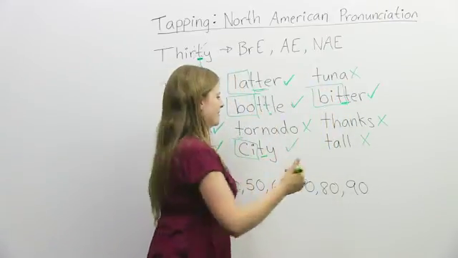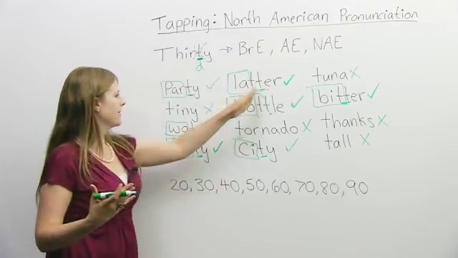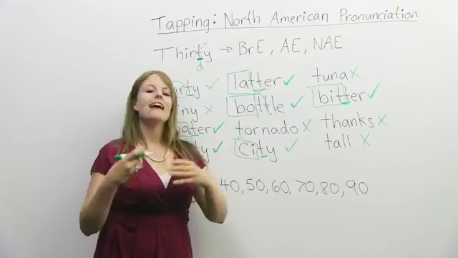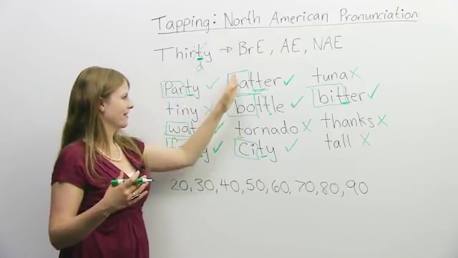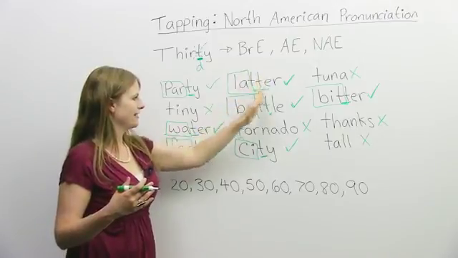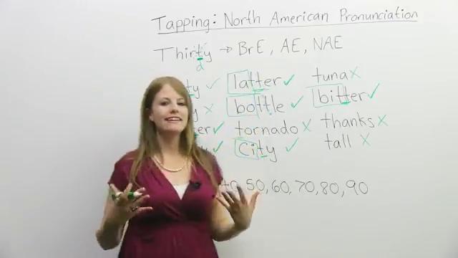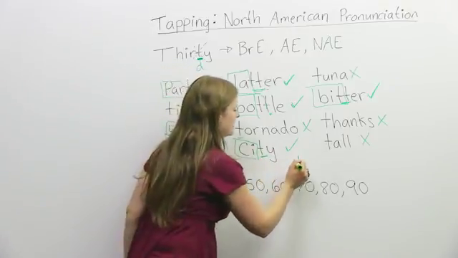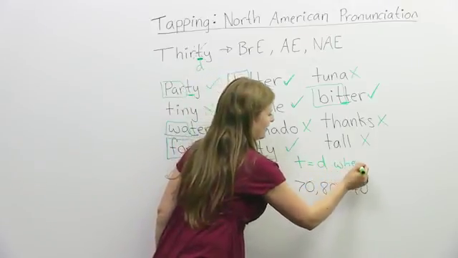You'll see the same thing here. Bitter, it's stressed. So what you're going to notice is that when we have a T in the middle of a word, not at the beginning, and when it is not stressed, okay, so this is stressed, not stressed. So the T isn't stressed. When the T isn't stressed, it becomes a D. Okay, so T equals D when unstressed.